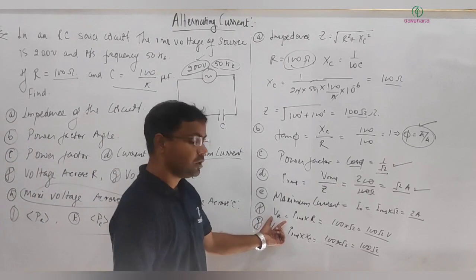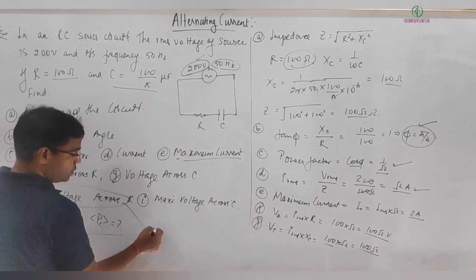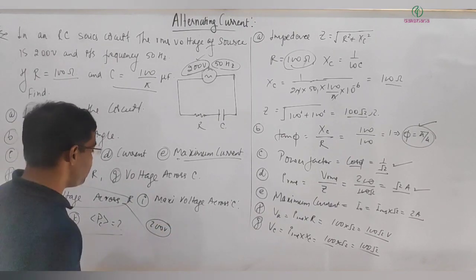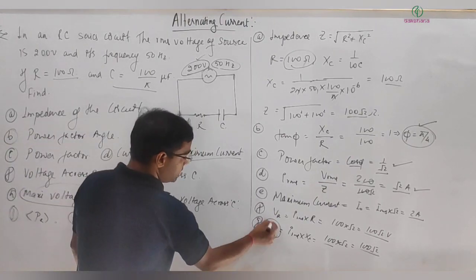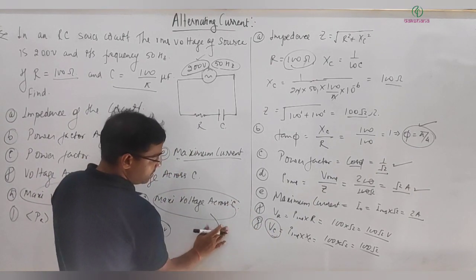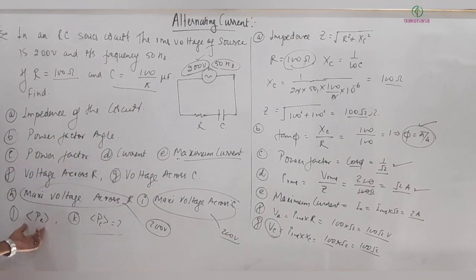This is VR. So I can write directly here, the answer for this will be VR multiplied by root 2, so it's 200 volts. Maximum voltage across capacitor means peak value of this, so this will also be equal to how much? 100 root 2 multiplied by root 2, it's 200 volts. Now it's saying average power across resistor.